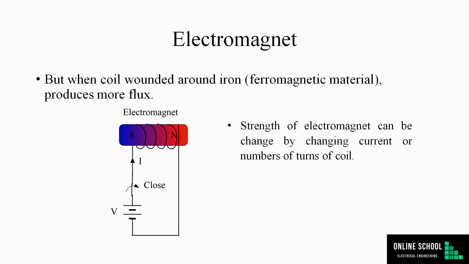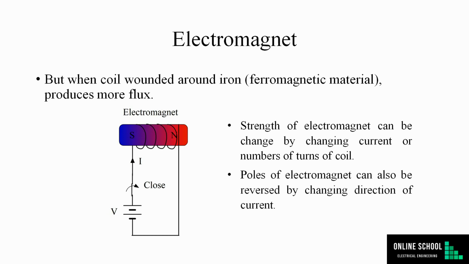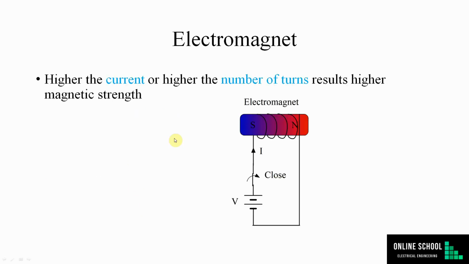The strength of an electromagnet can be changed by changing the current or number of turns. So more turns or more current will result in more flux. The poles of an electromagnet can also be reversed by changing the direction of current. So when we change the direction of current, the N pole and S pole will change. Higher current or higher number of turns results in higher magnetic strength.